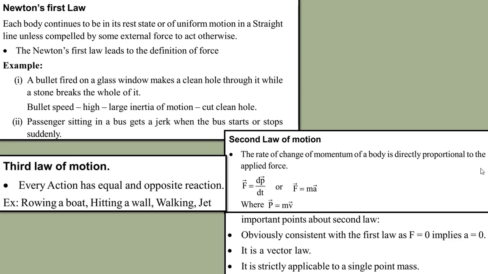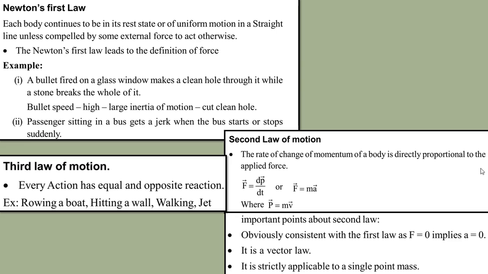Newton's second law of motion. The rate of change of momentum of a body is directly proportional to the applied force. F bar is equal to dp bar divided by dt, or F bar is equal to m a bar, where p bar is equal to m v bar. An important point regarding the second law: it is obviously consistent with the first law, F is equal to 0 implies a is equal to 0. It is a vector law. It is strictly applicable to a single point mass.